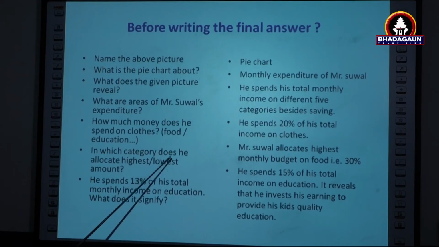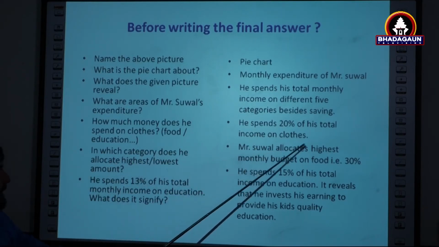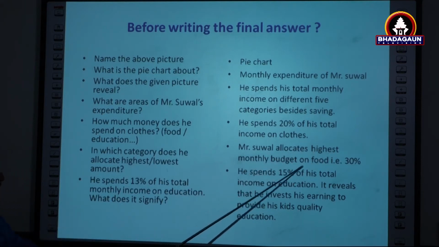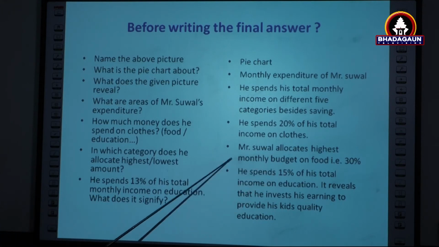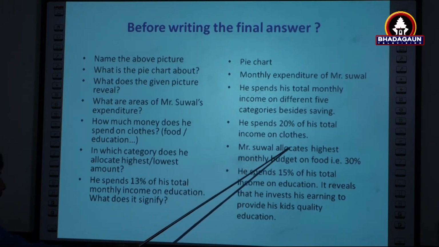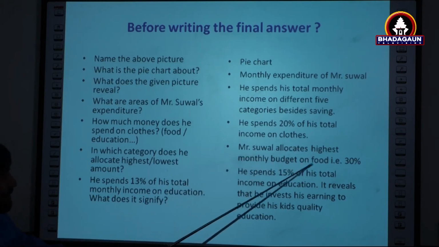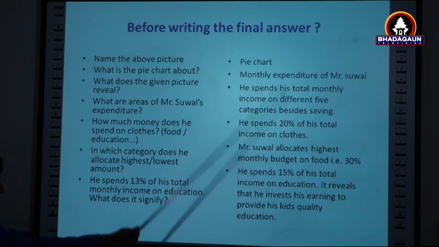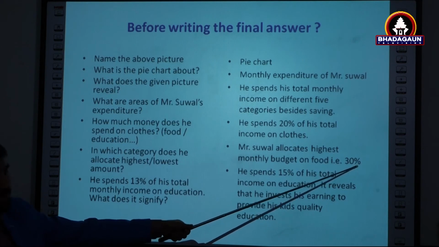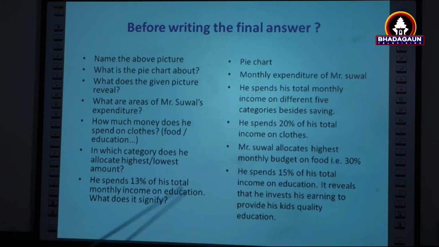In which category does he allocate the highest or lowest amount? Mr. Suwal allocates the highest monthly budget on food, that is 30%. Or similarly you can answer, Mr. Suwal allocates the lowest budget on dot dot. That will be given there. On the basis of the picture you will answer, that is dot dot percent, or you say dash percent.